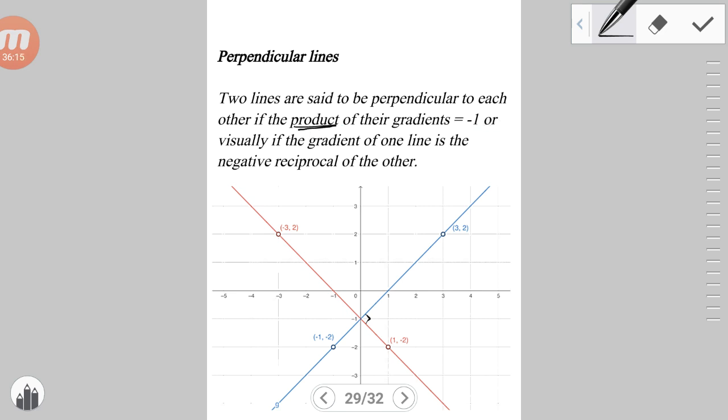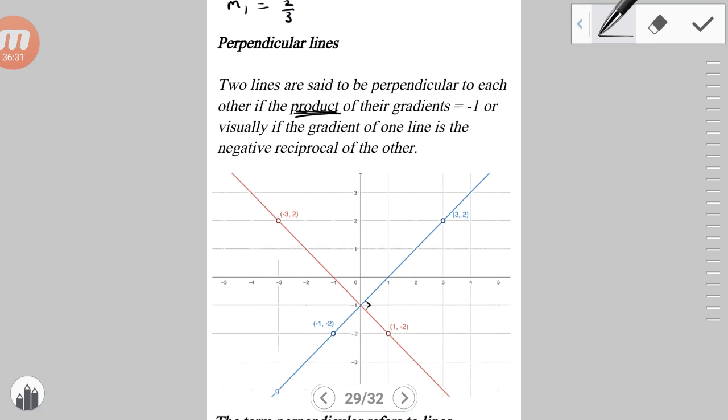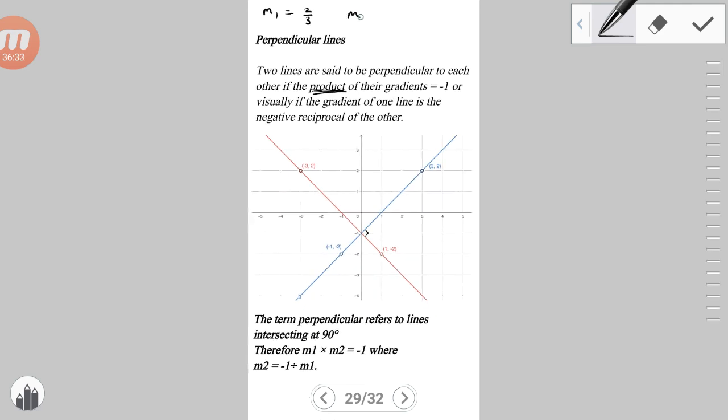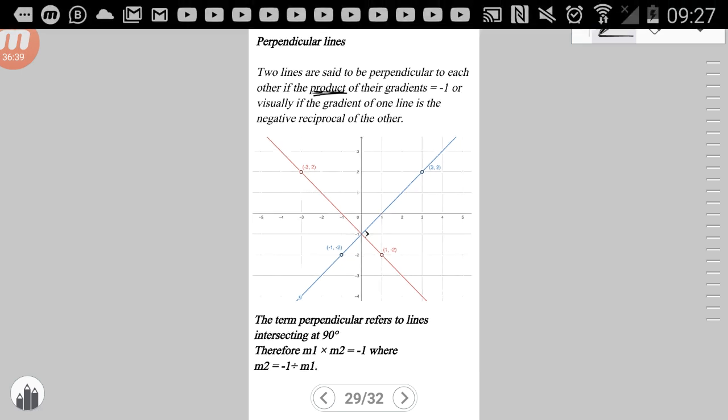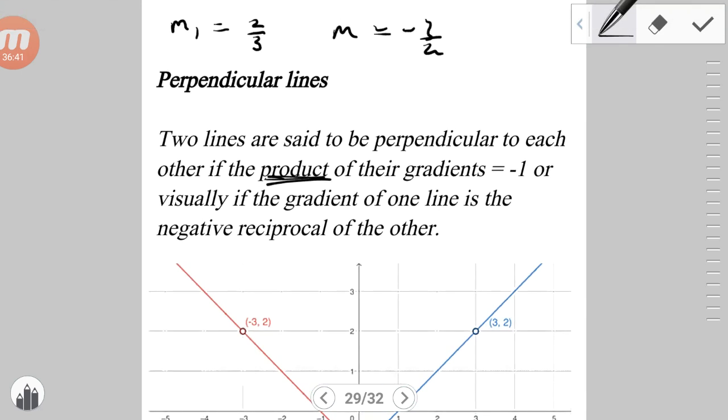So what does product mean? Product means to multiply. And so what this is saying is that hypothetically speaking, if I were to work out the gradient of a line, and let's say that I ended up with 2/3, and I happen to work out the gradient of another line, and it so happens that the gradient becomes -3 over 2, then what this means is that I could actually tell by calculation if the lines are going to be perpendicular.